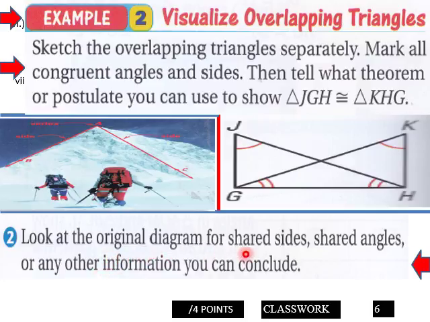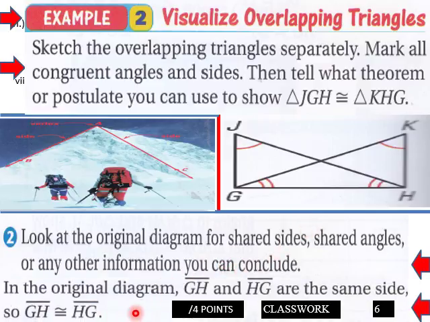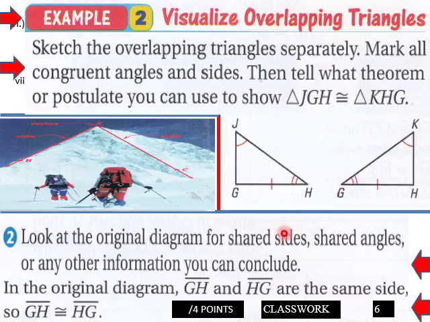Look at the original for shared sides and shared angles or any other information you can conclude. In the original diagram, GH, oh, did they share this? They did share this. GH and HG are the same side, so GH is congruent to HG. We've got a side now. So these two sides are congruent. These two sides are congruent.